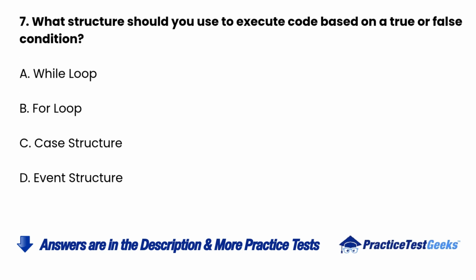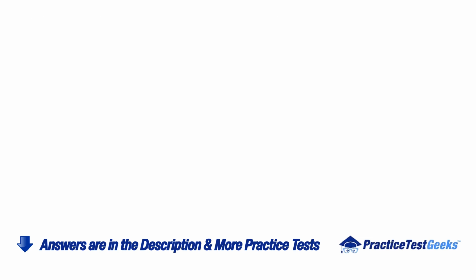7. What structure should you use to execute code based on a true or false condition? A. While loop. B. For loop. C. Case structure. D. Event structure.